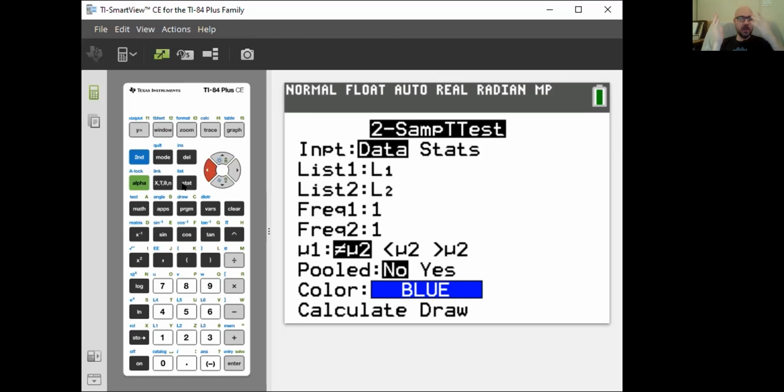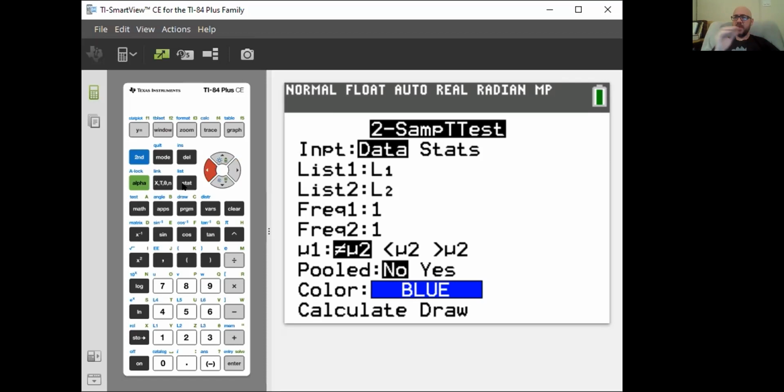Now, the gain in sensitivity that you get from using pooled standard deviation is pretty marginal. It's really not even worth thinking about. So we're not going to go back and rediscuss this.